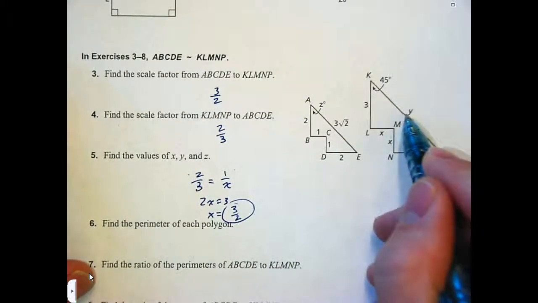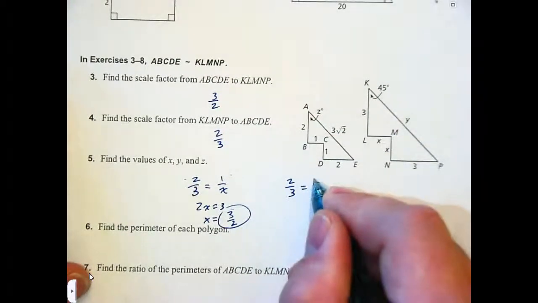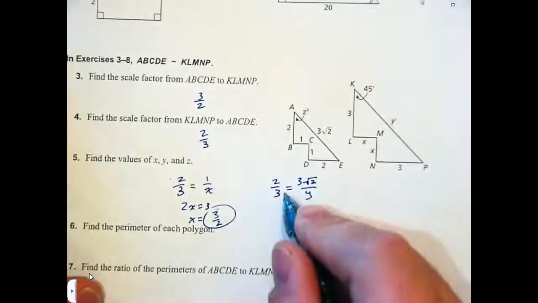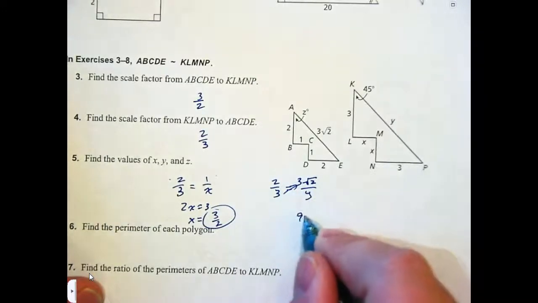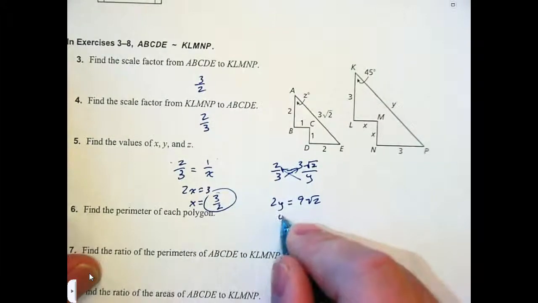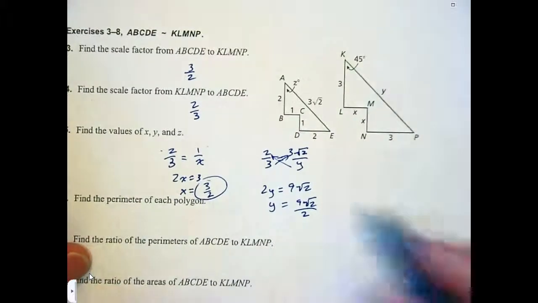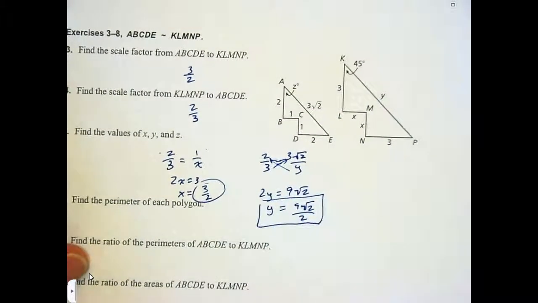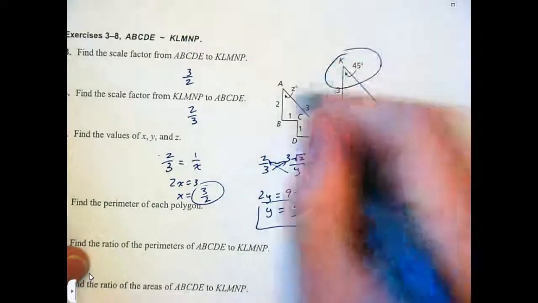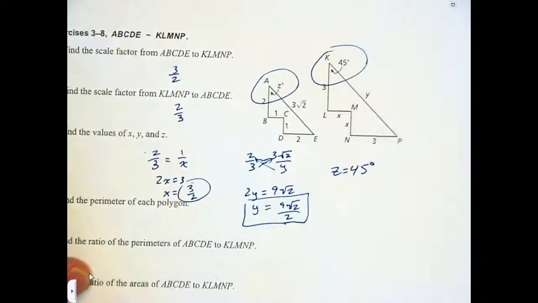If we're figuring y, use the same ratio. 2 is to 3 as 3 root 2 is to y. Cross multiply, we get 9 root 2 equals 2y. So y is 9 root 2 over 2. And then if we're finding z, remember angles don't change. Z equals 45 degrees. Go to its corresponding angle.